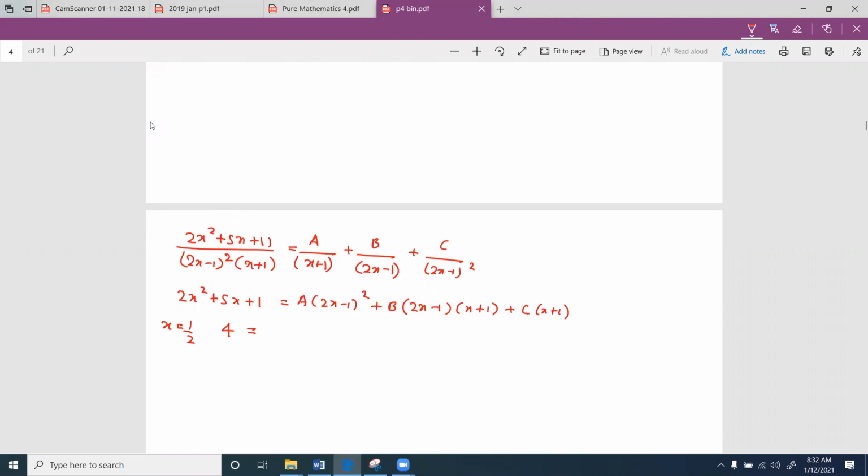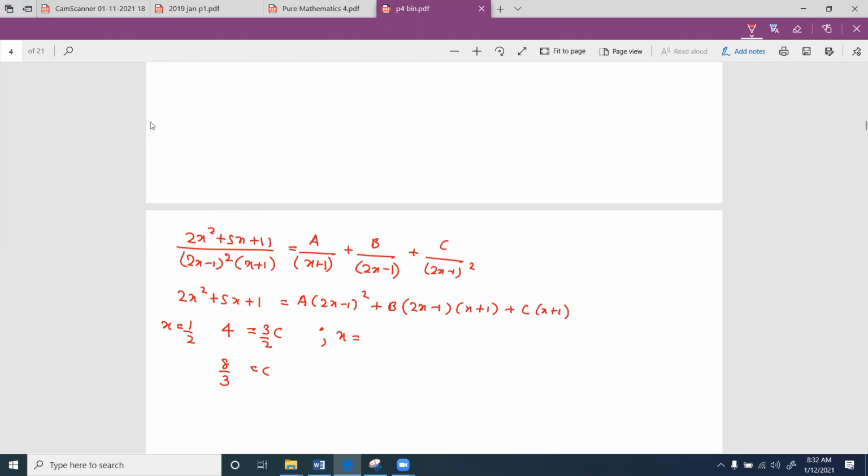So this 4 is equal to, all these terms get cancelled, so this is turned up to 3 over 2 c. So with that c becomes 8 over 3, right? That is a substitution. If you put half into this one, half into this, yeah, that's it, right? Then the next value we can substitute is x equals to minus 1.